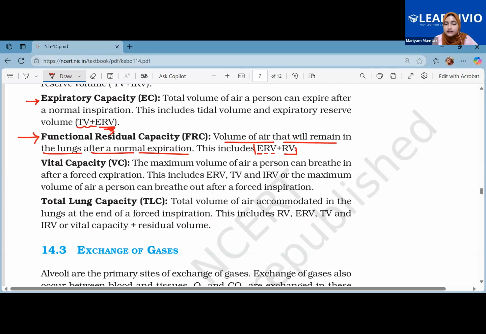Then comes, yes, someone asking anything? Ma'am, what's the difference between IRV and FRC then?